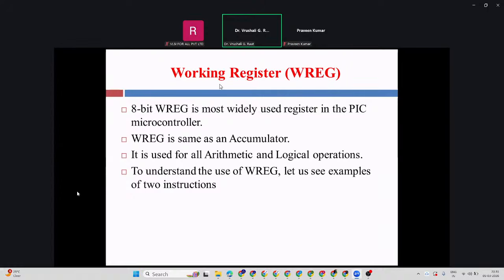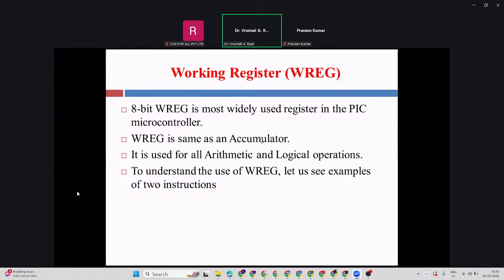We know one accumulator was one working register which works in conjunction with the ALU in case of 8051. What was its name? Accumulator was its name. And in case of PIC microcontroller, there is an 8-bit W register. It is called the working register or WREG. By this name, it has been used. It's the most widely used register in the PIC microcontroller. Okay, you can call it an accumulator.